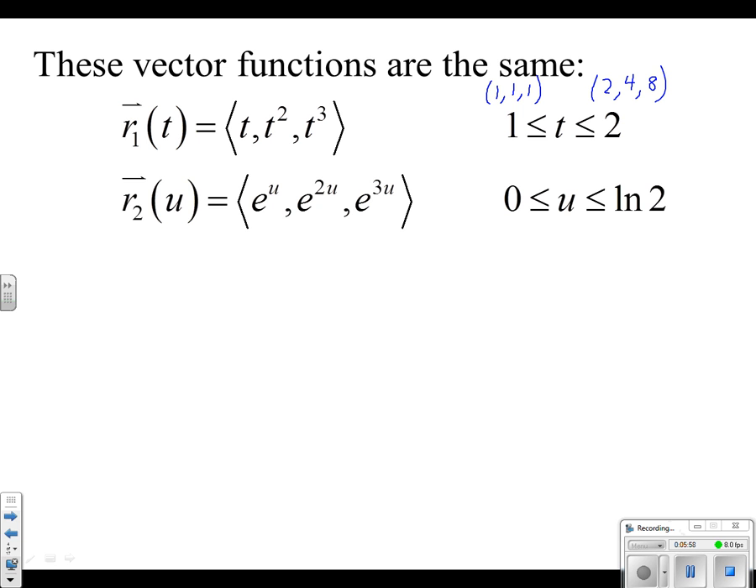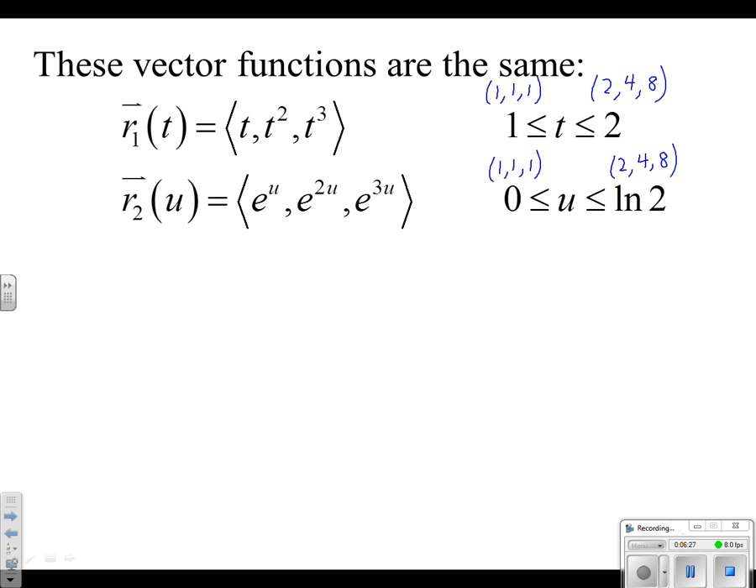Now, consider this vector function, R2 of u. Here are the three components. Here u goes from 0 to the natural log of 2. Notice when I plug in 0 for u, I get the point (1, 1, 1). And if I plug in the natural log of 2, I am going to get (2, 4, 8). So certainly it has the same starting and ending points.